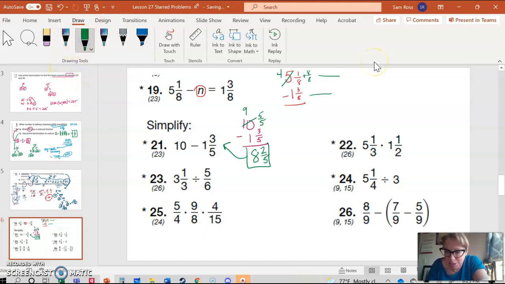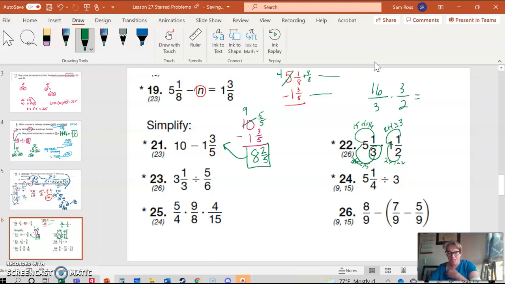Okay. So let's popcorn this. 3 times 5 is 15. 15 plus 1 is 16. So I get 16/3. 2 times 1 is 2. 2 plus 1 is 3. 3/2. I'm not going to reduce this ahead of time. I can, but I'm not going to, for those who have trouble with it.